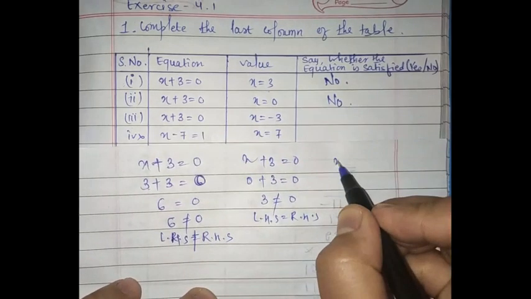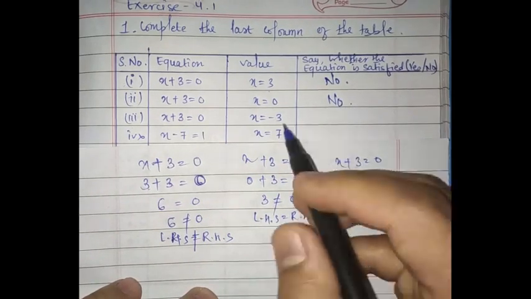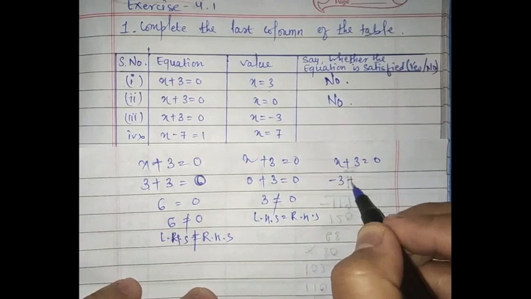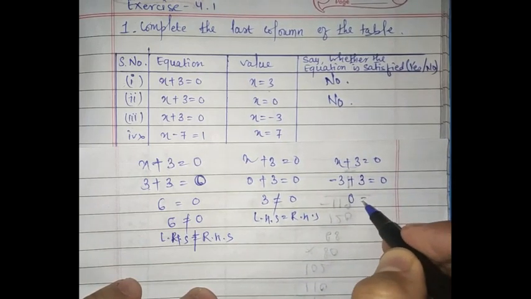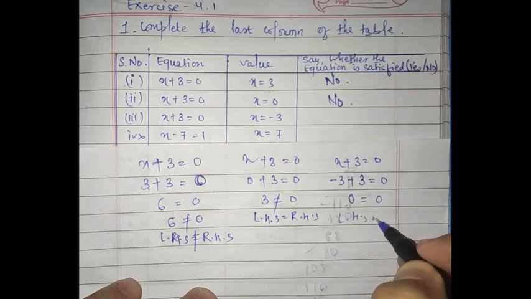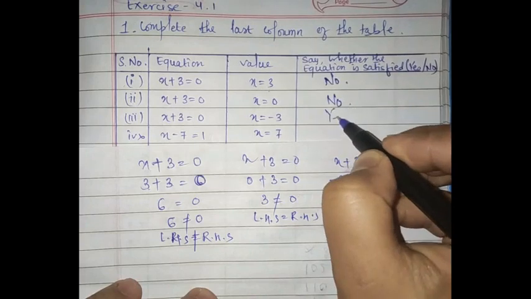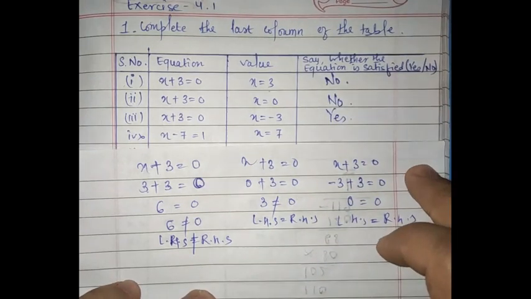Next, x plus 3 is equal to 0, in which our x value is minus 3. Minus 3 plus 3 is equal to 0. So in this case LHS is equal to RHS, right? So we will say it is yes, the equation is getting satisfied.